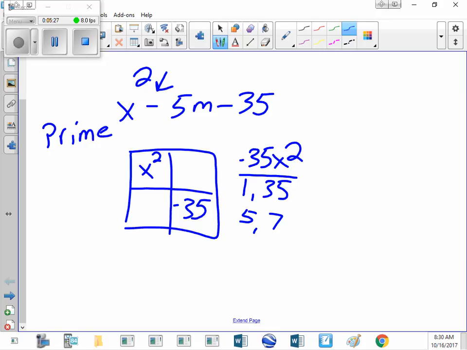Okay, a prime number is a number that doesn't have any factors other than 1 and itself. So a prime quadratic is one that doesn't have any factors that we can find. Now, does that mean the graph misses the x-axis? Not necessarily. It either misses the x-axis or it hits it at a really terrible decimal number that goes on forever and never repeats. Okay.